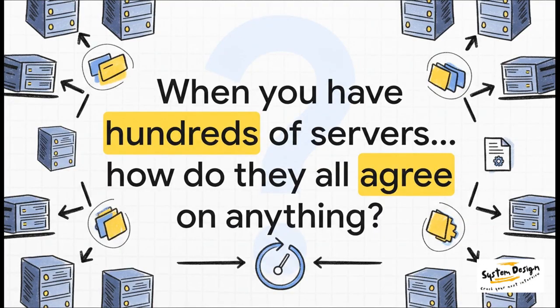Seriously, just think about that for a second. If you have a whole fleet of servers, how do they decide which one gets to be the boss? Or how do they all get the exact same crucial update at the exact same time? This isn't just a small problem. It's the fundamental challenge of what we call distributed consensus.